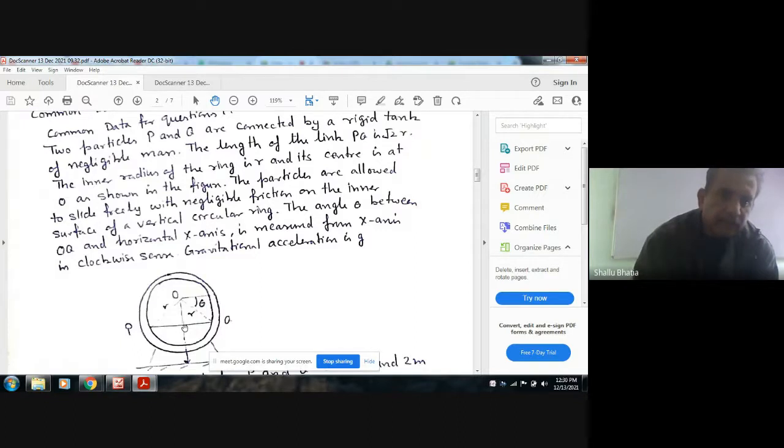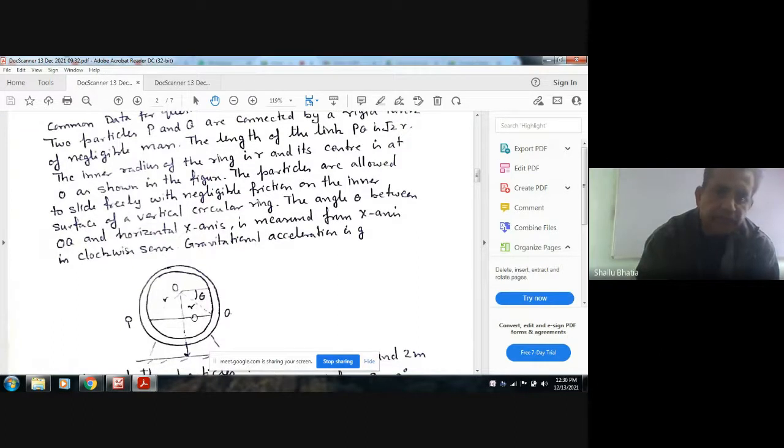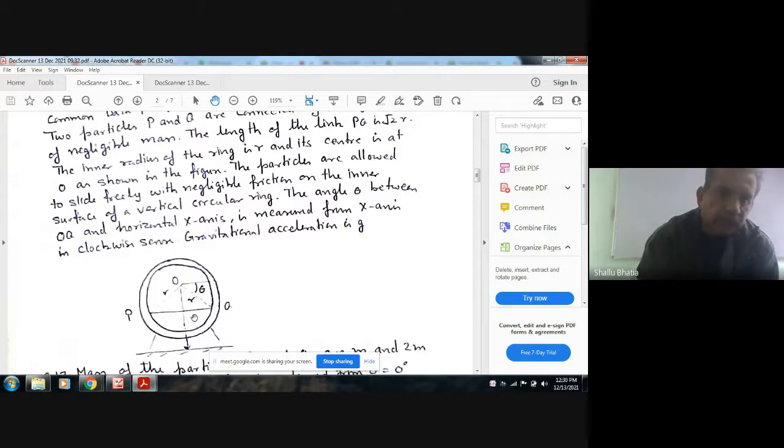The inner radius of the ring is r. This is the center, this is radius r, and its center at O as shown in the figure. The particles are allowed to slide freely with negligible friction on the inner surface of a vertical circular ring. So these particles are allowed to move freely on the inner surface of the vertical circular ring.